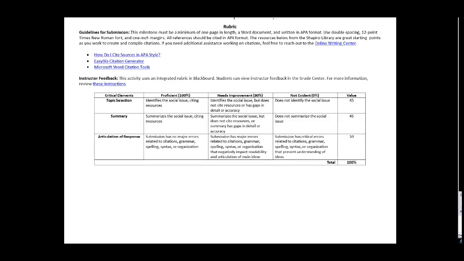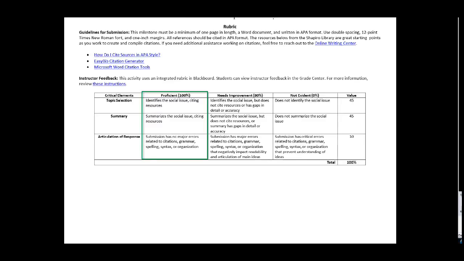Real quick, I wanted to call your attention to the rubric. I'm always going to be pointing out the rubric to you. So this is just for your Milestone 1 assignment. We'll talk about the rubric when it comes to your final project. This is what I'll be using to grade your paper, but it should also help guide you as you write your paper. So you want to stay in that proficient column.